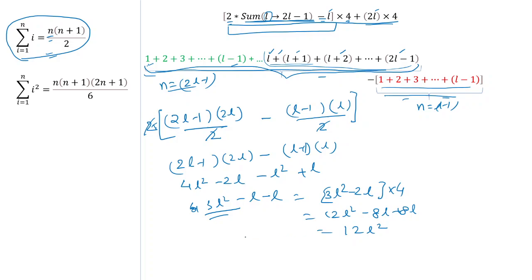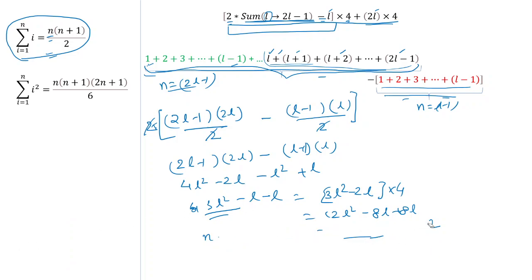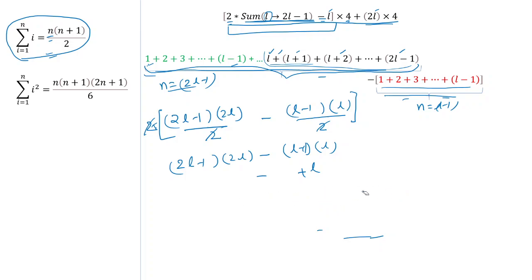Now you can see this 12L square is equal to the number of apples at each level. So if you put L equals 1, you will get 12. If you put L equals 2, you will get 48. If you put L equals 3, you will get 108. So this is the number of apples that we can get from each level. Let me clear some of these things and we will see how to calculate the other things.